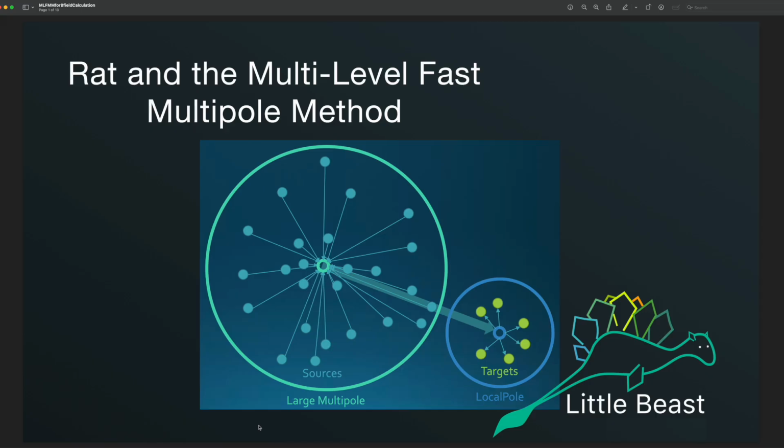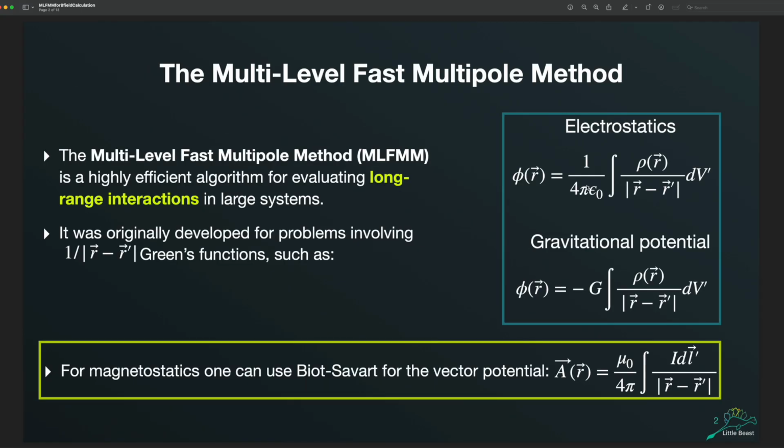I will start with a short presentation on the multi-level fast multipole method, and then I will show you how the settings in the Rat GUI can be used to control the accuracy of your calculation. So first, what does it do, the multi-level fast multipole method?